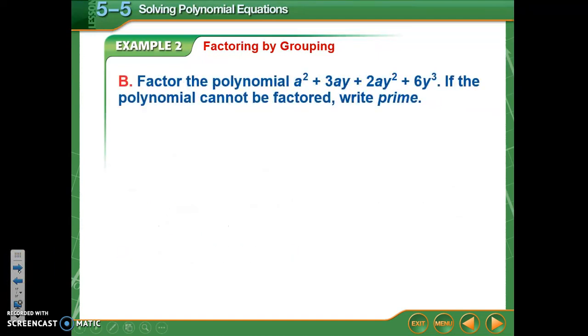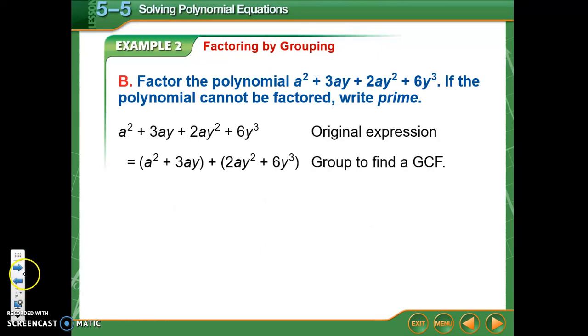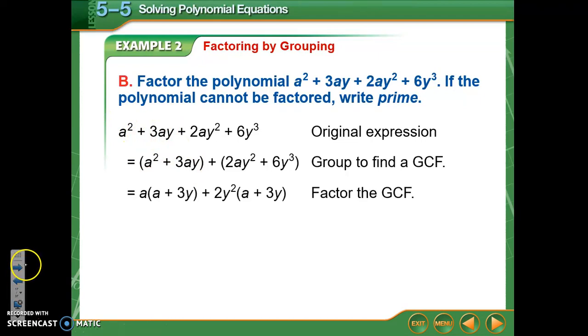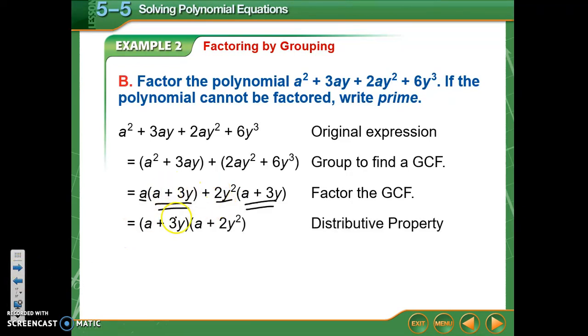All right, here's another one that's factoring by grouping. Here's our original expression. And again, we look and say, okay, is there a GCF with the first two terms? In this case, there is, and with the last two. So we don't have to rearrange our terms in this case. And we factor out the GCF of each section. In this case, it's a. For this part, it's 2y squared. So notice again, a plus 3y matches in both parts. That's now a common factor. And then I pull that out. So I have a plus 3y times a plus 2y squared.